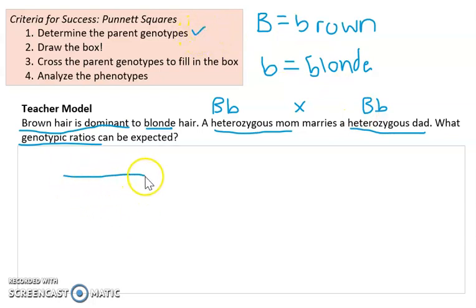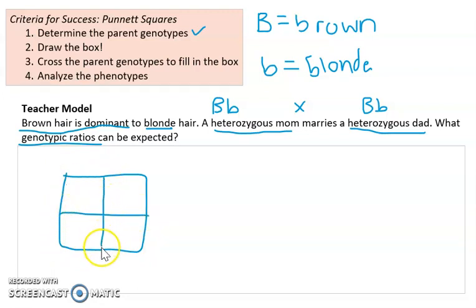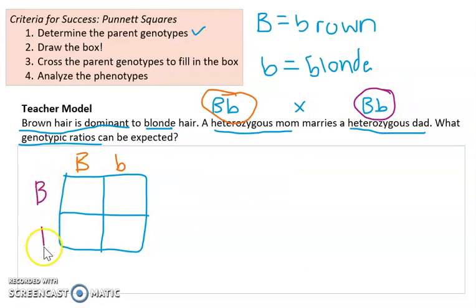Number 2, we need to draw the box. Looks like a window, 4 little boxes within. All right, so let me put my mom here at the top. It doesn't matter where you put her. She has a capital B and a lowercase b. And then I need to put my dad, doesn't matter where he goes, but I'm going to put him on the side. He has a capital B and a lowercase b.